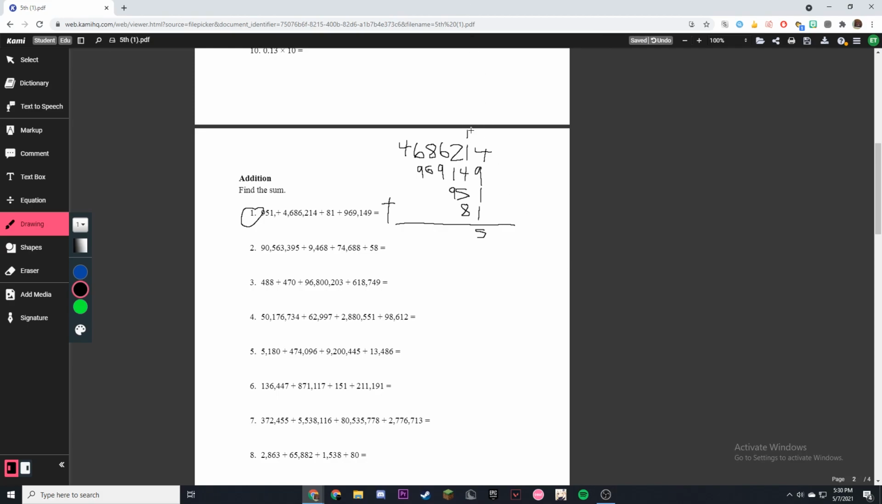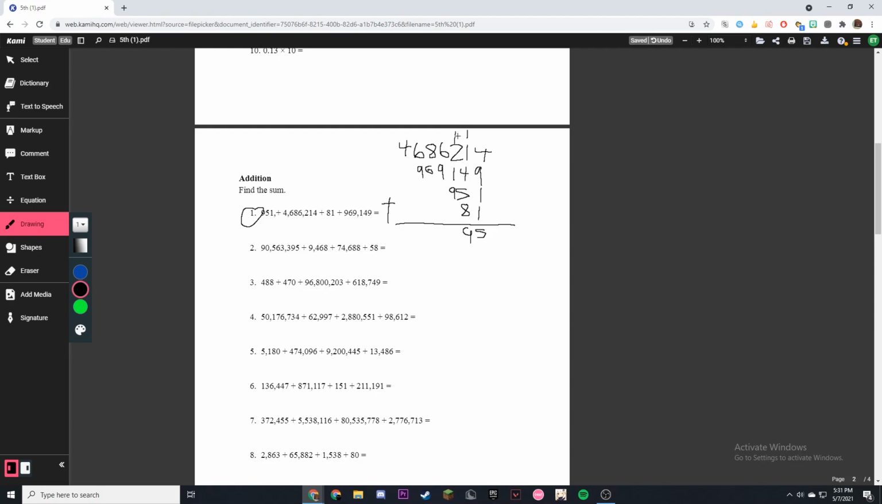Now we're adding 1 plus 1 plus 4 plus 5 plus 8. 8 plus 5 is 13, plus 4 is 17, plus 2 is 19. So we put the 9 here, and carry up the 1 once again.